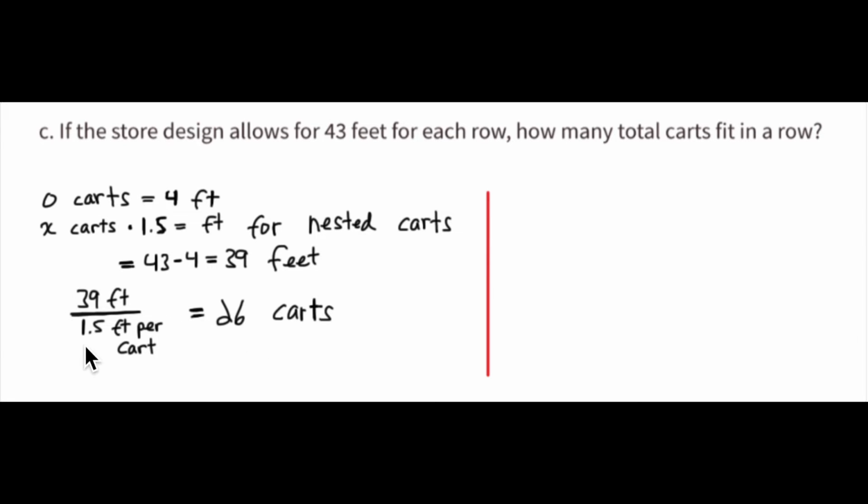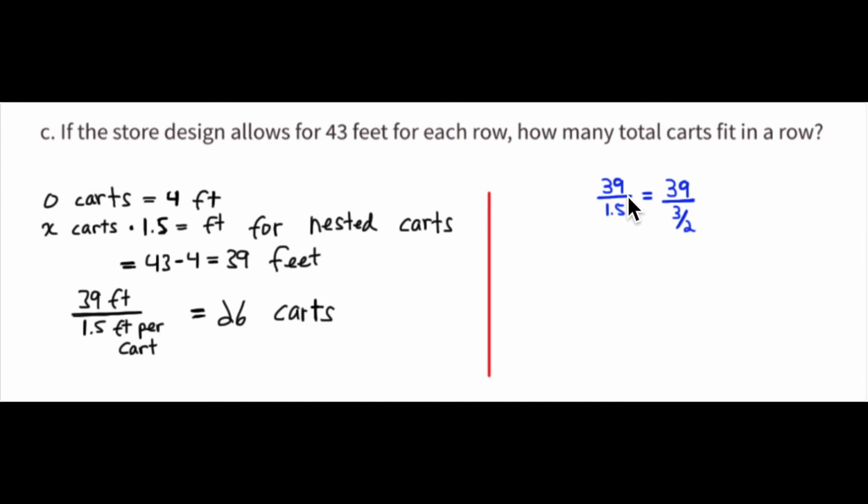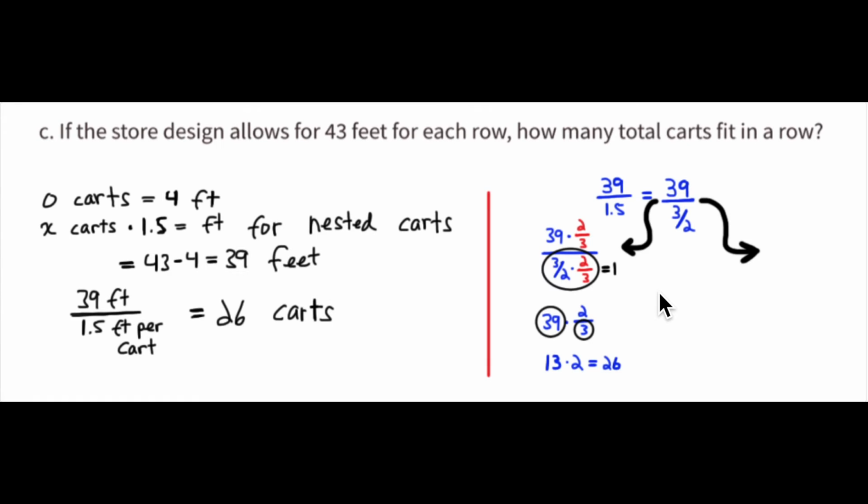Now this division right here, 39 feet by 1.5 feet, it's useful to think of these problems as fractions. So 39 divided by 1.5 is the same as 39 divided by 3 halves. So 1.5 is the same as 3 halves. Once you get used to it, you can do this calculation in your head faster than you can use a calculator.